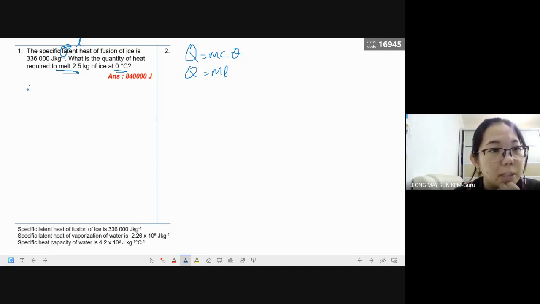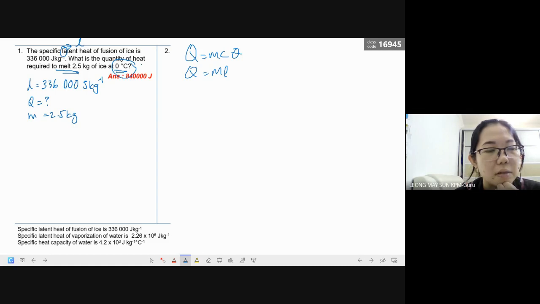So over here, specific latent heat is 336,000 joule per kg. The quantity of heat required, Q required, to melt 2.5 kg of ice at 0 degrees Celsius. So this is hinting you already that you're supposed to use Q equals to ml. The word specific latent heat with the L symbol there, that is latent heat. So it already tells us we need to use Q equals to ml. The mass is 2.5 kg, latent heat is joule per kg, so all is in SI unit.